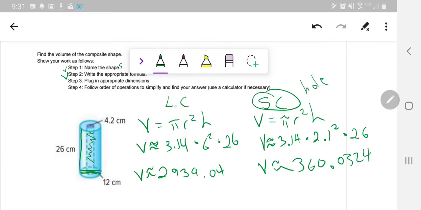And like I said, we are going to be subtracting these because the small cylinder is actually a hole in the middle of this large cylinder. All right, so we have to subtract that volume to get the volume of just the outer layer of that paper towel roll. All right, so let's get our calculator going again.